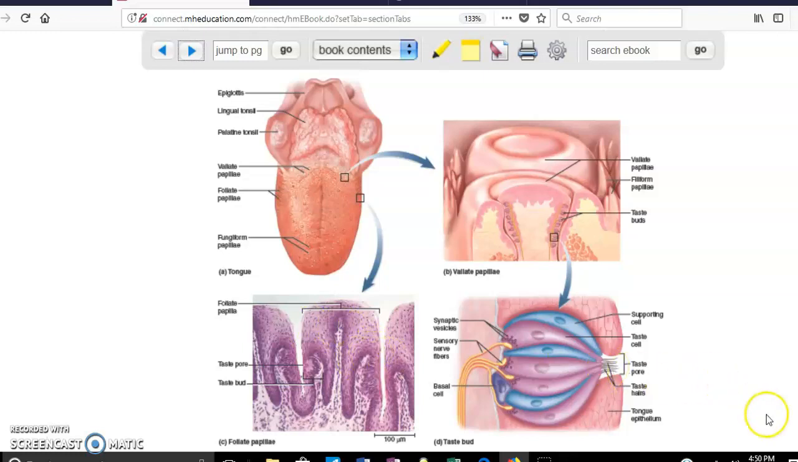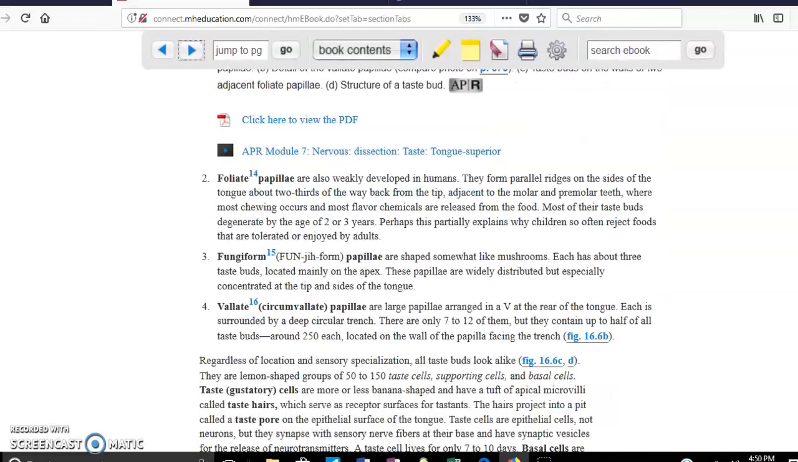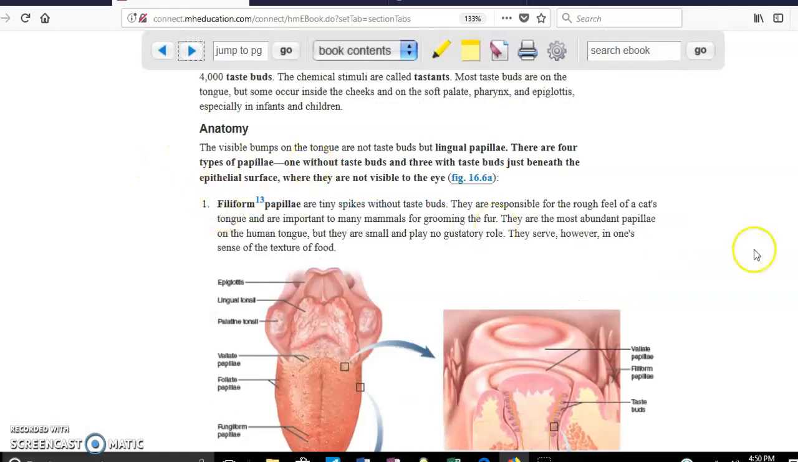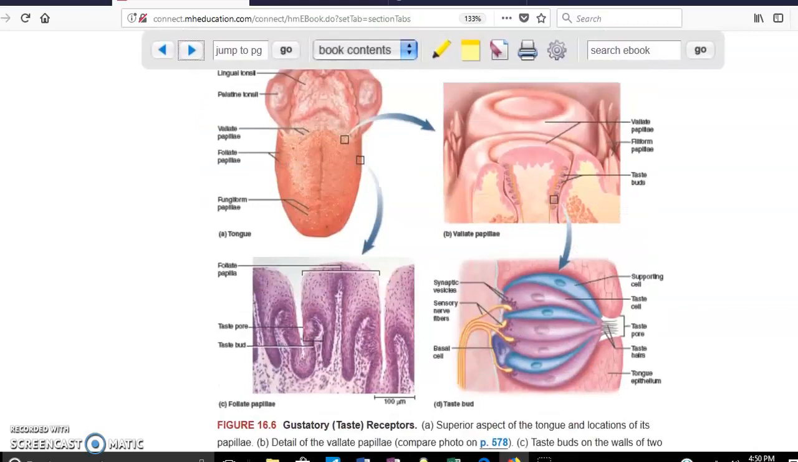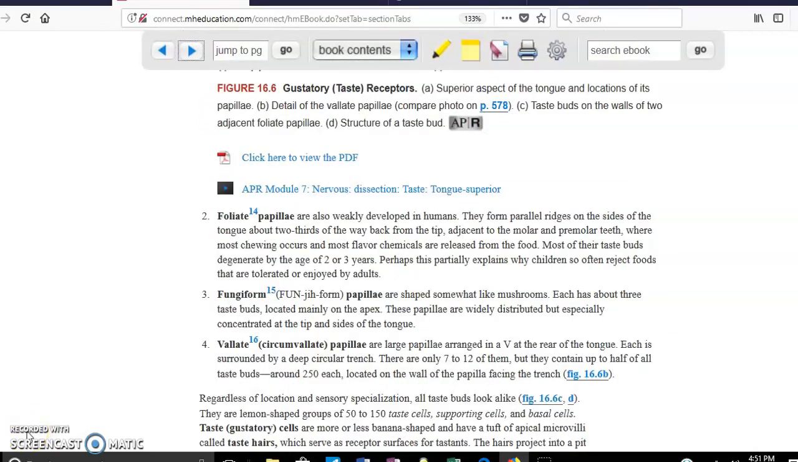Do we have different types of papillae? We have vallate papillae, fungiform papillae, and foliate papillae, as you can see right here. Foliate, fungiform, vallate, and filiform papillae. You may assume that all of them have taste buds, but they do not. Most of the taste buds that we have are located in the vallate papillae right here.